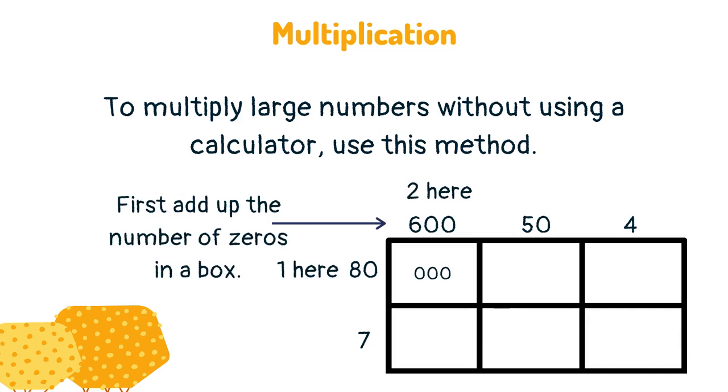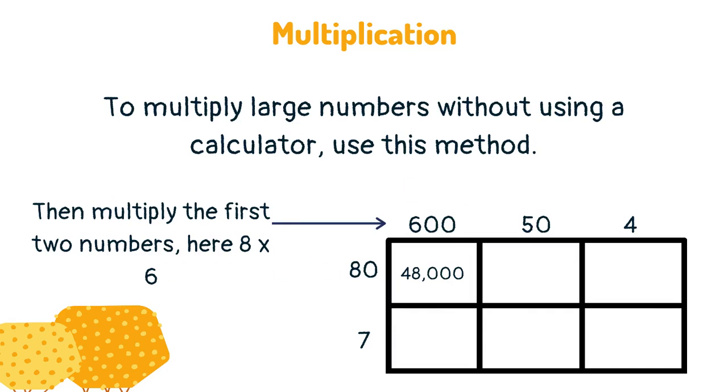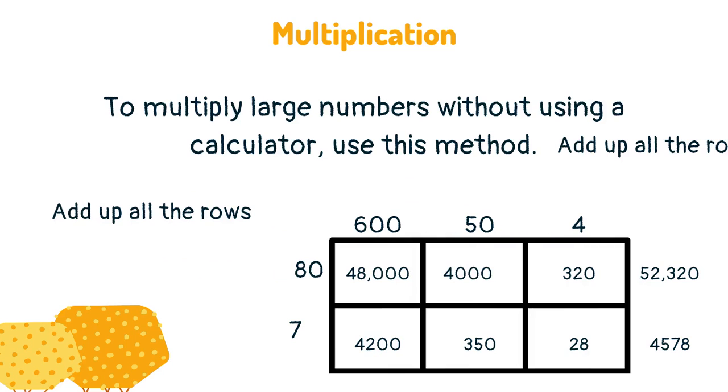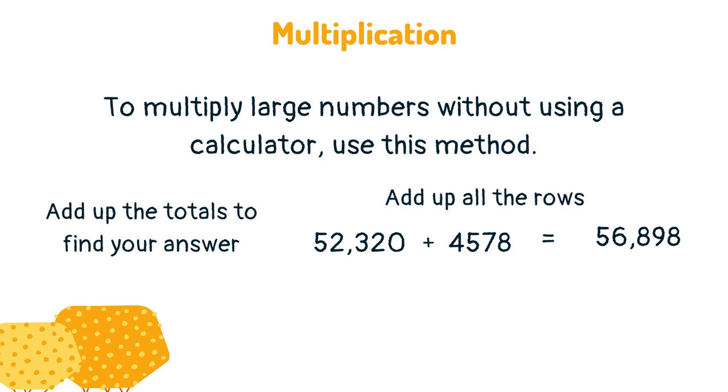First add up the number of zeros in a box. Then multiply the first two numbers, here 8 times 6. Repeat for each box. Add up all the rows. Add up the totals to find your answer.